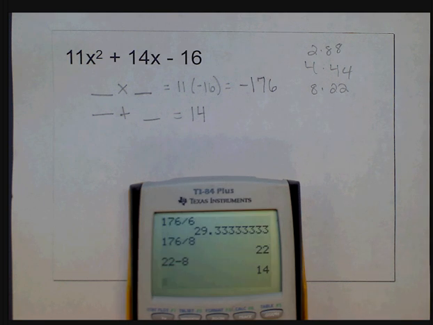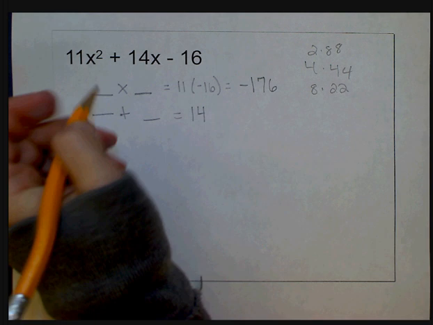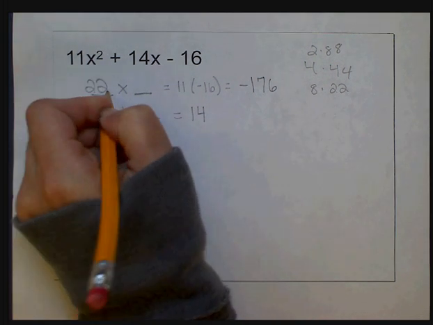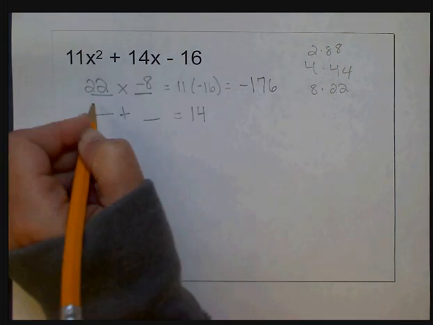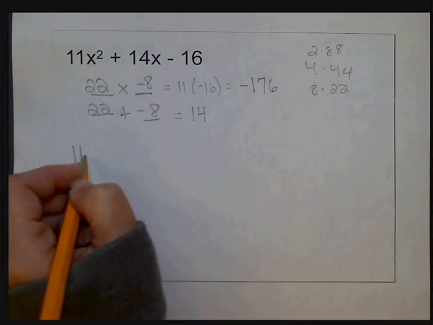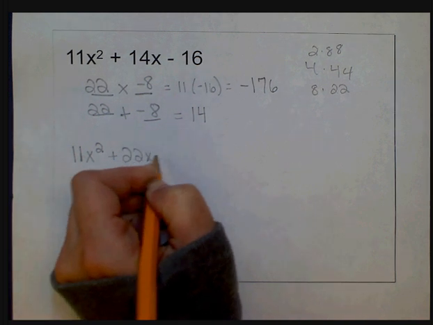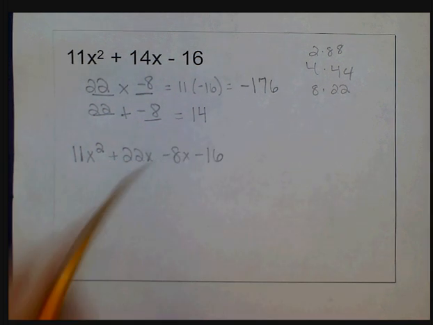So I need them to multiply together to give me a negative 176 and add to give me a 14, so I want my bigger number to be positive. So I'll have a 22 times a negative 8 and a 22 plus a negative 8. So now we split up the middle term: 11x squared plus 22x minus 8x minus 16.